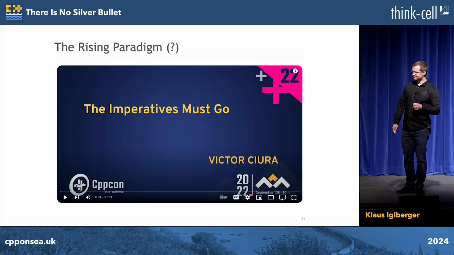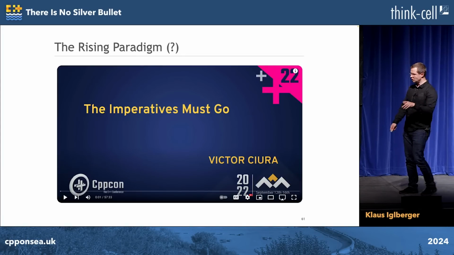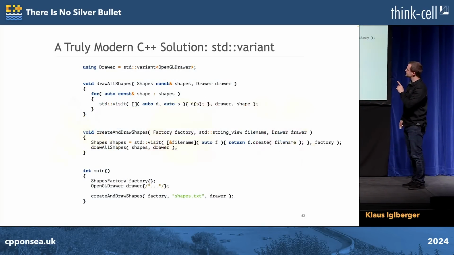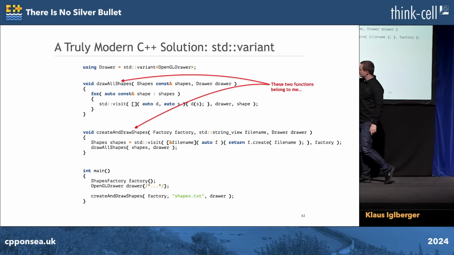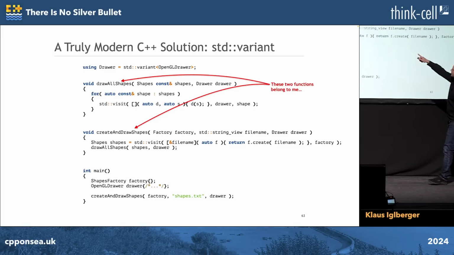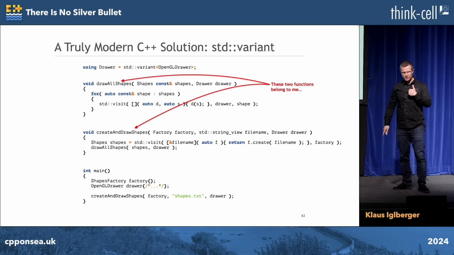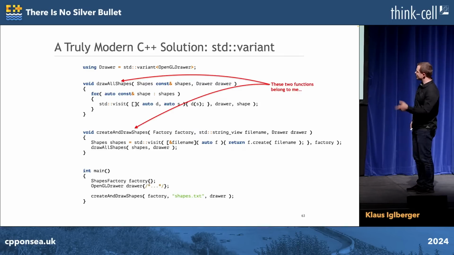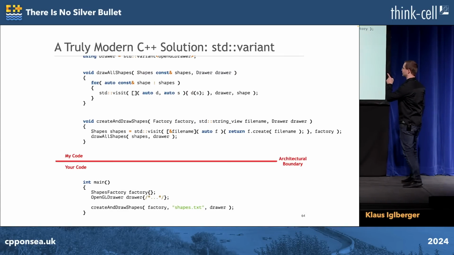So the only thing that is now missing is that we take a closer look at the architecture. So back to the code. You're still super happy, I know. But let's draw a line. Let's start simply by drawing a line here. So this is my code: draw shapes and create and draw shapes. These are the functions where I just don't want to know about your details. If this is my code, this is where I draw the line. My code, your code.